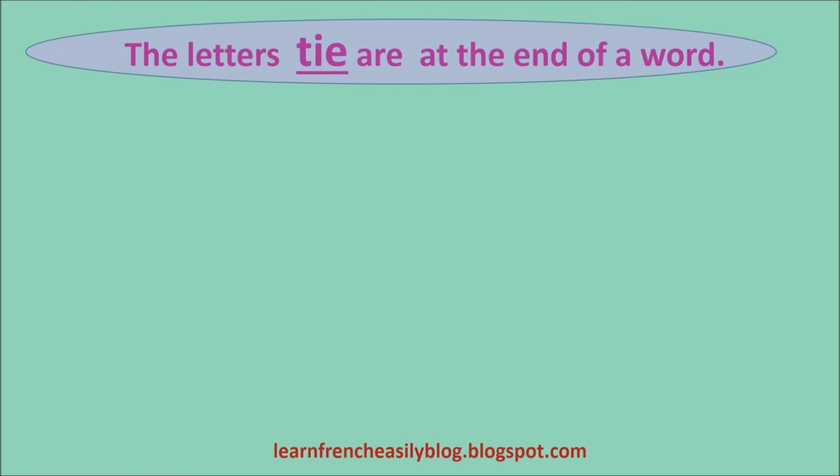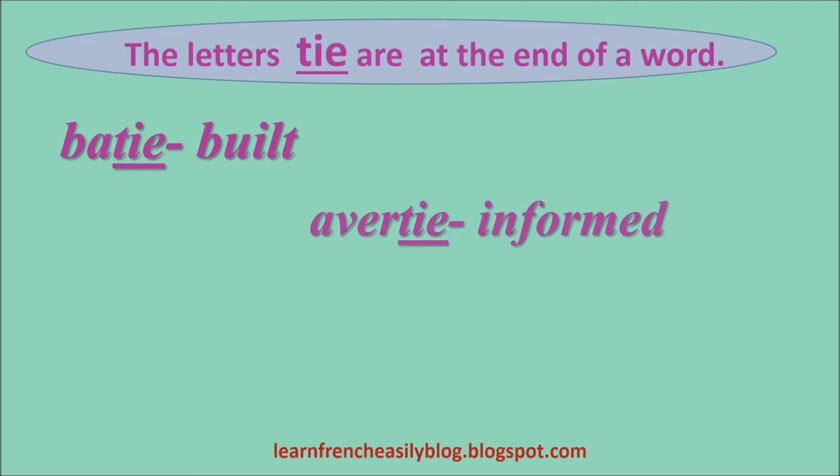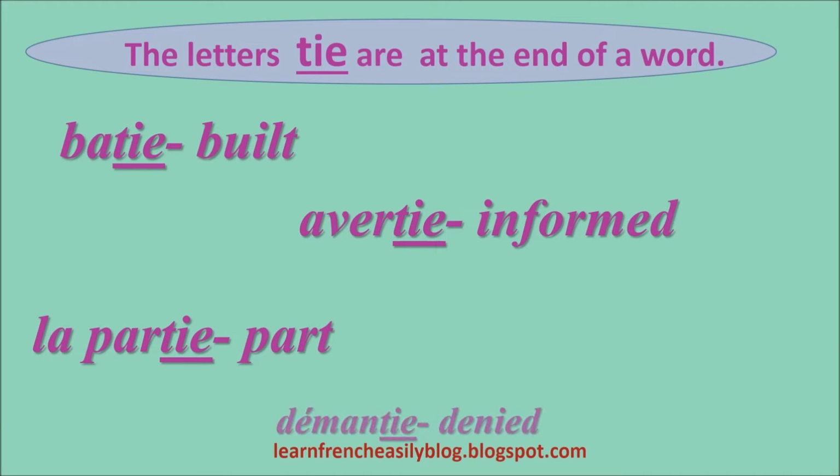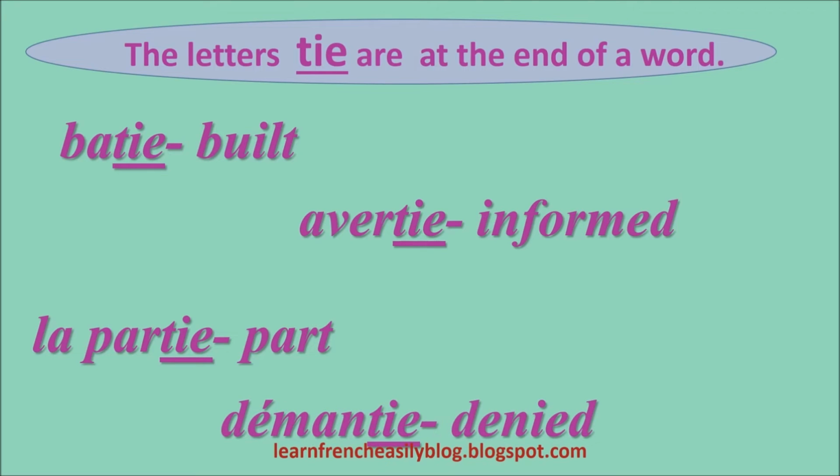There are also some characteristic endings containing TI in itself. For example, TIE is pronounced T. As we already know, E at the end of a word isn't pronounced. It is mute, soundless. So these 3 letters are pronounced T. Bâti, averti, la partie, démenti.